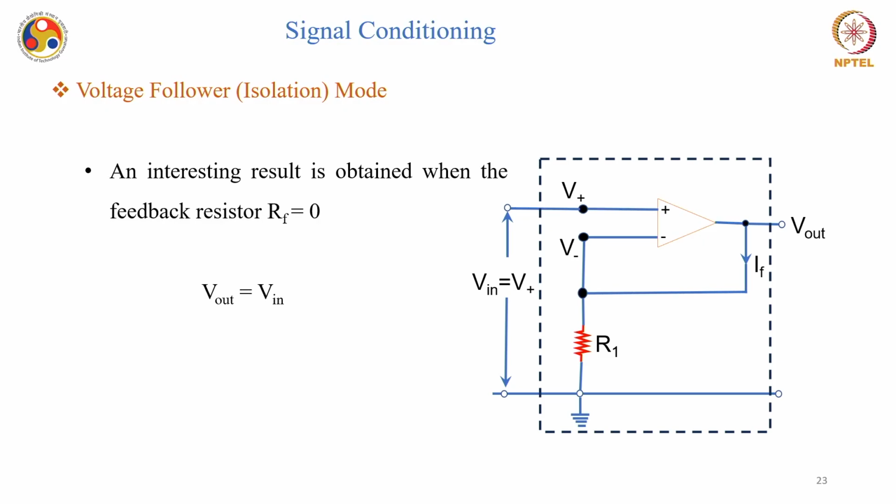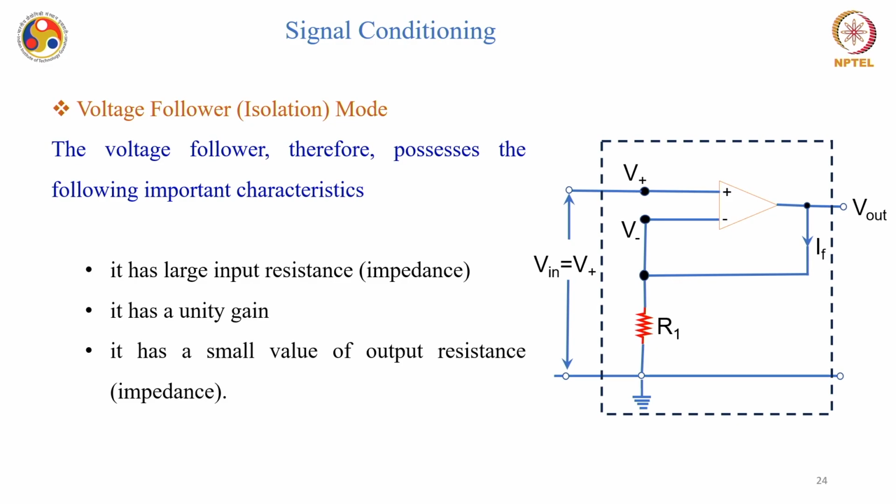You can see that here, from the non-inverting mode, I have just removed the feedback resistance, or I have kept Rf equal to 0. In this case, V out is just following the input voltage, or V out is just equal to V in. So, the voltage follower possesses some important characteristics. It has a very large input impedance or input resistance. The setup has unity gain, and you will find that there are a number of applications of this voltage follower, where you require high input impedance, but gain should be equal to 1 or very near to 1.